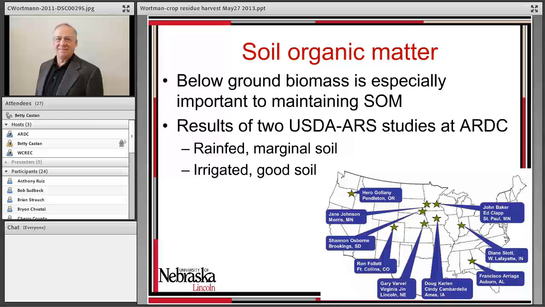And this is being well studied. These are sites of ARS throughout the country where they're looking at different aspects of this. And 5 of these we see are quite close to Nebraska, including the one in Nebraska. The one in Nebraska is here at the RDC, and you've already heard some from Jim on this. One of the trials is rain-fed. It's on marginal soil. The other's on irrigated and highly productive soil.